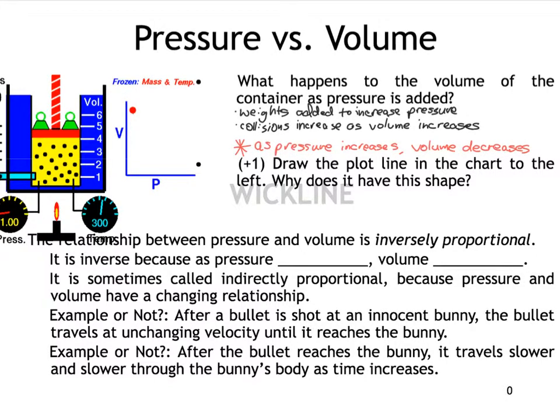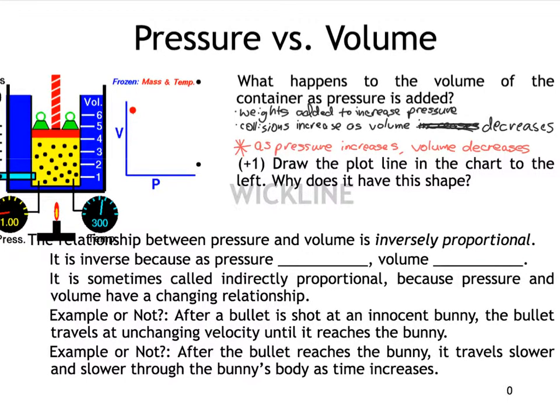So the notes I added were just some things that I think are logical and true in black, and then in red, the heart of the matter. So I said that weights were added to increase pressure. That's what we're going to be adding weights to the top of this. And then that added pressure causes more collisions. So more collisions are increasing as the volume decreases. Oops, I messed that up. So I changed that to decreases. But remember, the heart of the matter is as pressure increases, volume decreases.